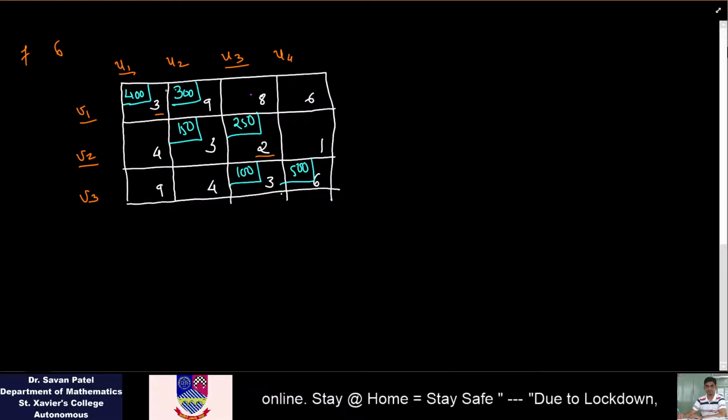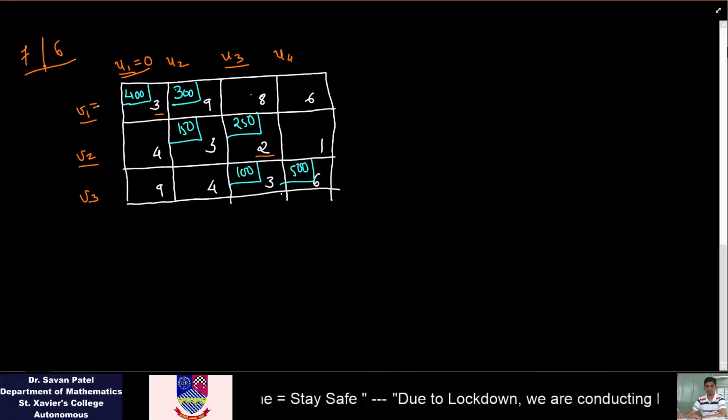If you have 6 constraints in 7 variables and all are linear equations, you know that it will have multiple solutions. So take any one of the variables as 0. Simply, I am taking u1 to be 0. In that case, u1 is 0 and you know that v1 plus u1 is 3. So you must take v1 equal to 3. Now since v1 is equal to 3 and u2 plus v1 is equal to 9, you have to take this as equal to 6.